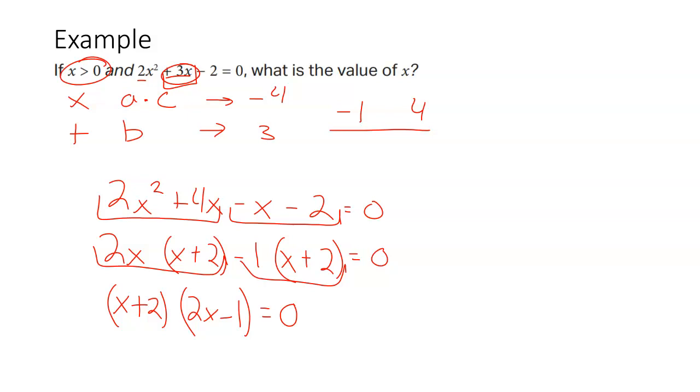So again, to save yourself some time, it's helpful to be able to recognize patterns, recognize structures. Which of those is going to give me a negative answer? X plus 2. So I can ignore that. I don't have to do anything else with that. This is going to be a negative answer. Ignore it. I only want the positive answer. So we're going to do 2x minus 1 equals 0. 2x equals 1. X equals 1/2.